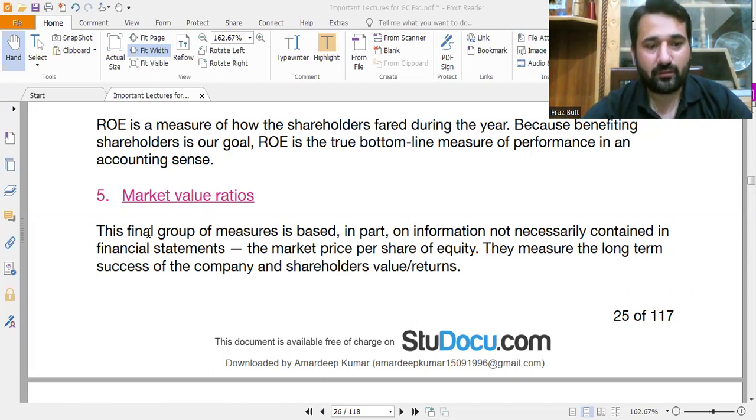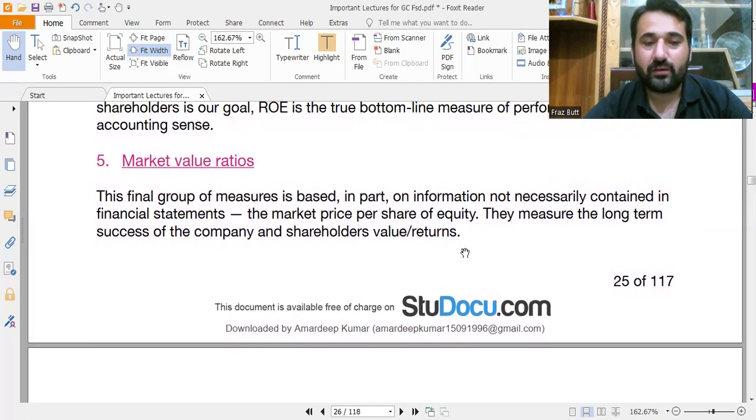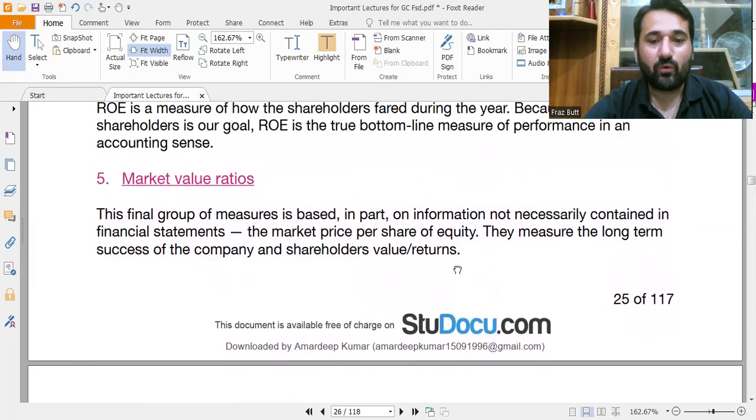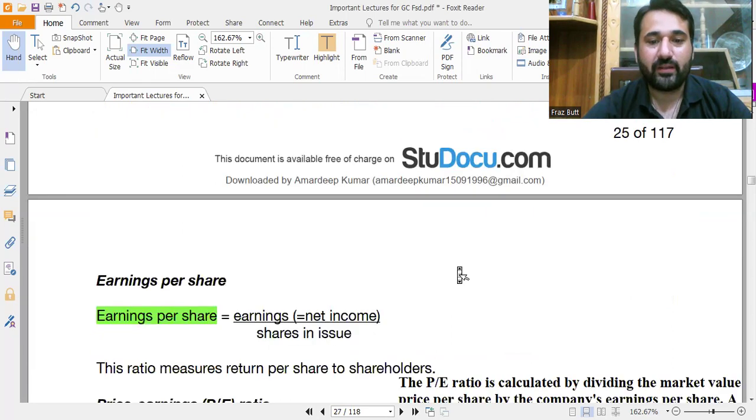Market value ratios, the final group of measures, are based in part on information not necessarily contained in the financial statement: the market price per share of equity. They measure the long-term success of the company and shareholders' value returns. Market value ratios basically deal with market prices, right? This measures the long-term success of your company and your shareholders' value. How much value your shareholders are actually seeking from your company, or how much value shareholders are attaining from your company. So these are called market value ratios. We will discuss various ratios included in market ratios. So this concept will be very easy for you to understand.